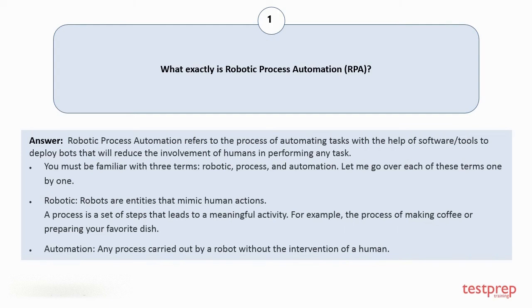2. Robots are entities that mimic human actions. A process is a set of steps that leads to a meaningful activity. For example, the process of making coffee or preparing your favorite dish. 3. Automation. A process carried out by a robot without the intervention of a human.